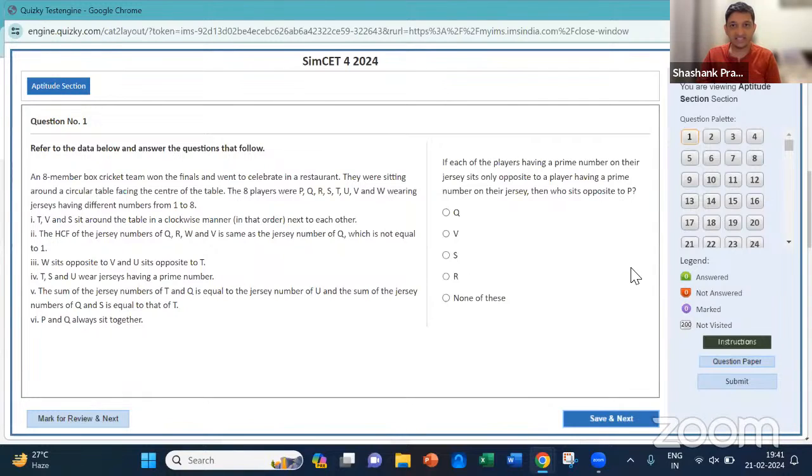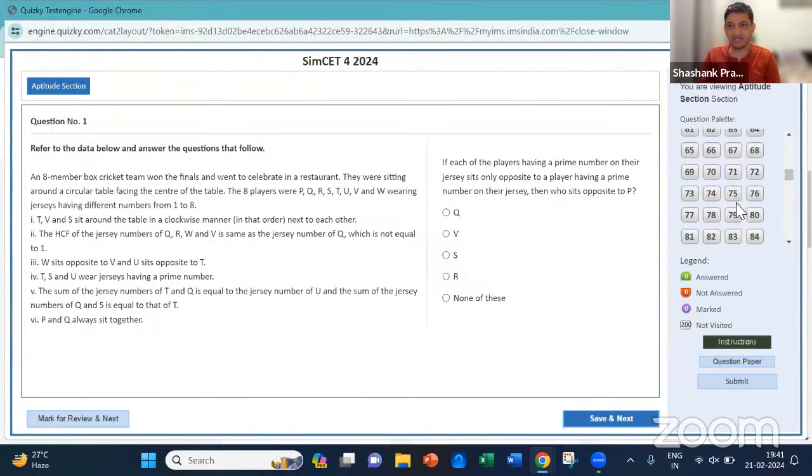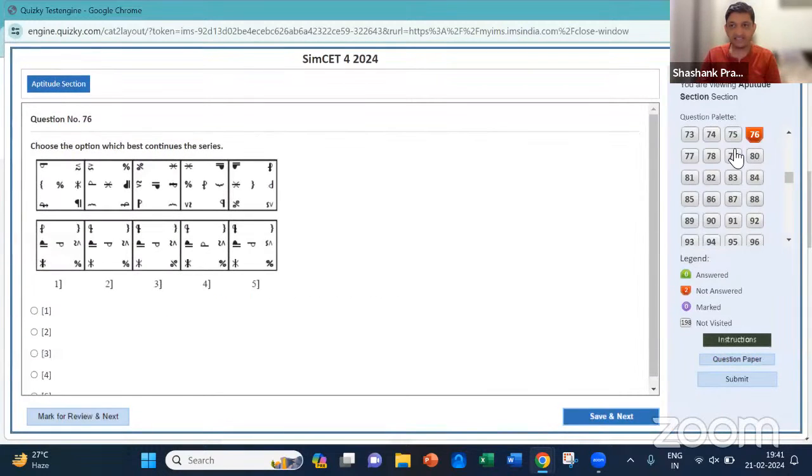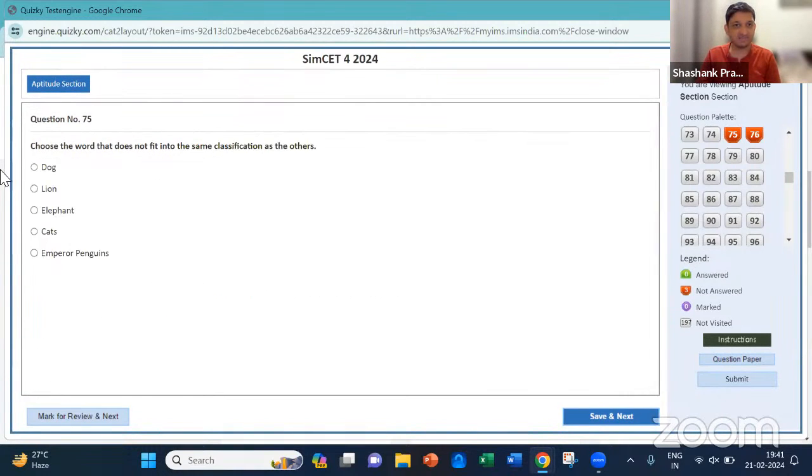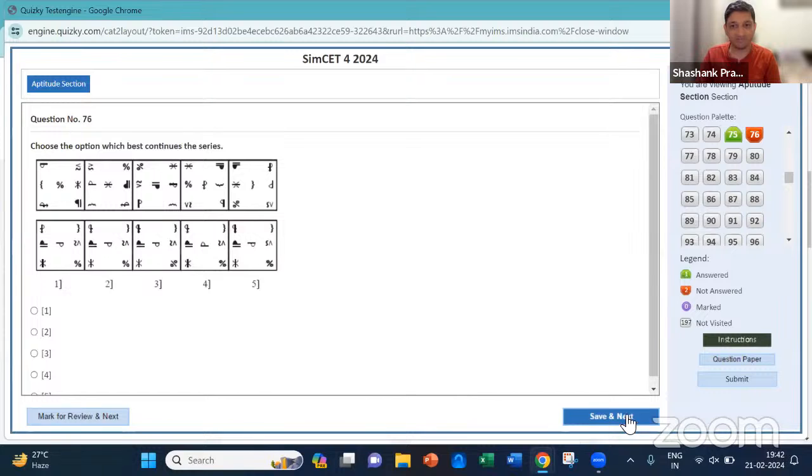Okay, so there is a logical reasoning puzzle here. Okay, let's not do this. I'll just go to 76 and see if we have 75 questions. Okay, 76 is a visual reasoning question. 75 is this one. I feel tempted to solve this. Does not fit into the same classification as the others: dog, lion, elephant, cats, and emperor penguins. I am assuming all of them are mammals or something. So I'll just go for this. Just because I saw it, I'm attempting it. Otherwise, I would not have.